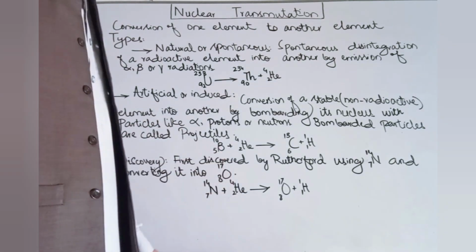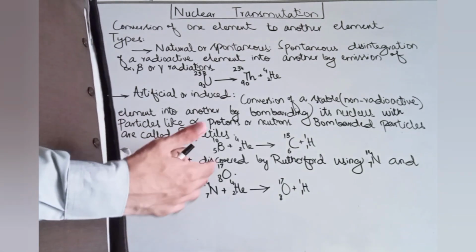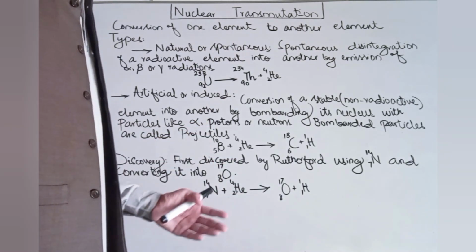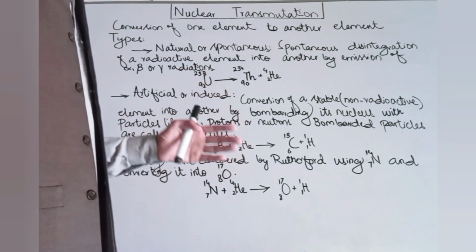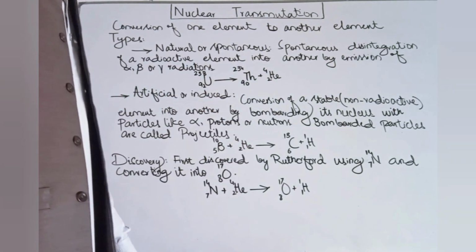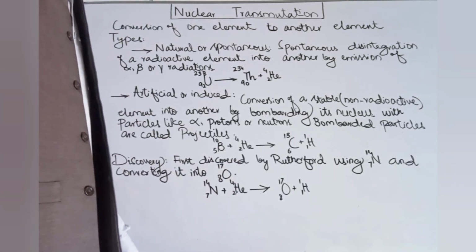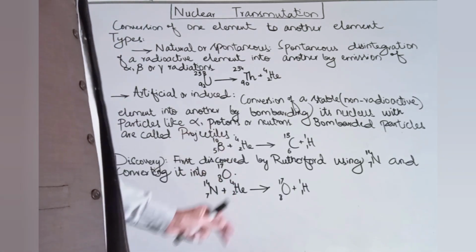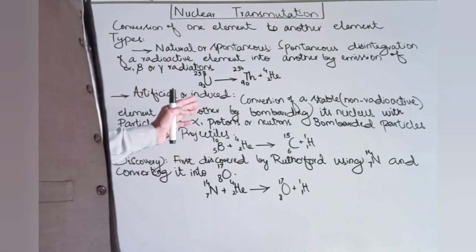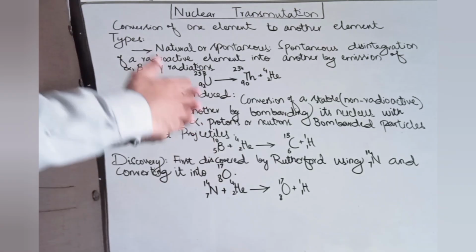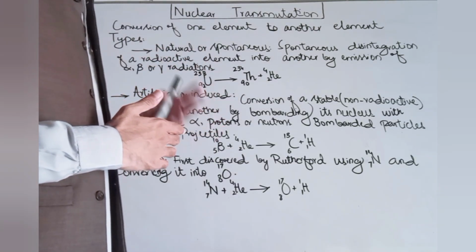And you people know that the atomic number is the basic identity of the element. So if an element is being converted into another element, there must be a change in the atomic number of the atom, and the atomic number is only affected by a change in the proton number. So during nuclear transmutation there must be a change in the proton number or the atomic number of the atom.